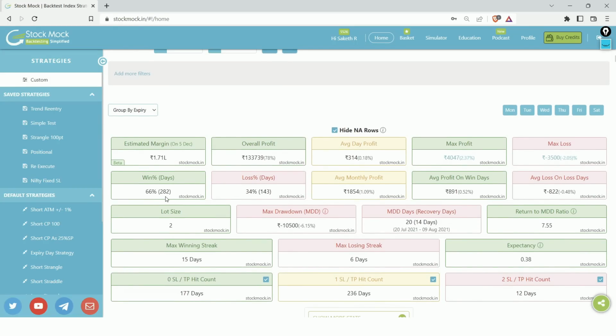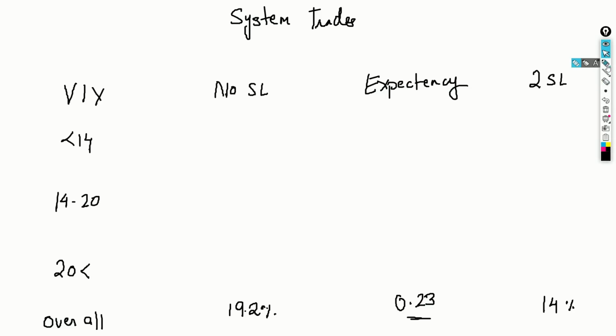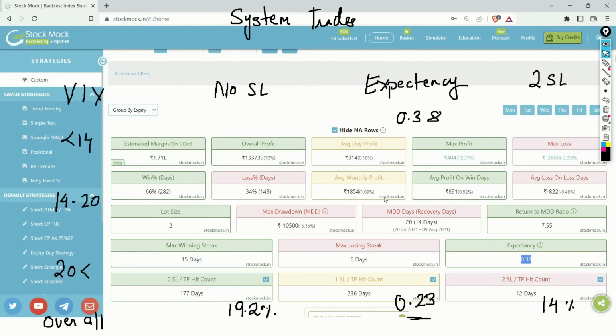So the moment we do that, you can see totally we have 282 plus 143, which is close to around 420 days. And you can also see the expectancy, which has increased to 0.38, right? So here you can see when the VIX was actually under 14, the expectancy from 0.23 suddenly has increased to 0.38.